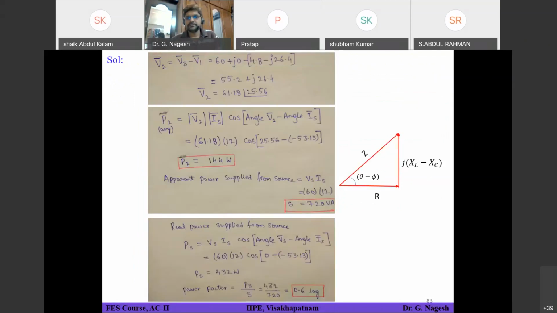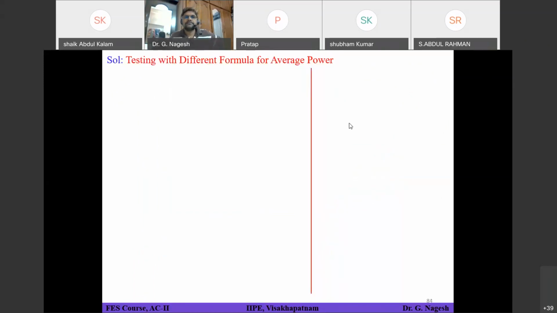So this is your impedance triangle with R and J into XL minus XC, and Z will be equivalent to the root of R square plus XL minus XC whole square. Okay, right. So this is for testing with different formulas for average power. Okay, so we'll try to do that.